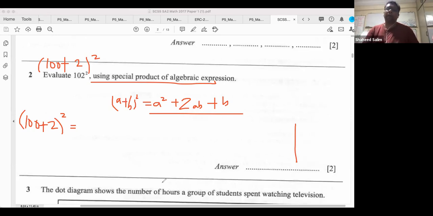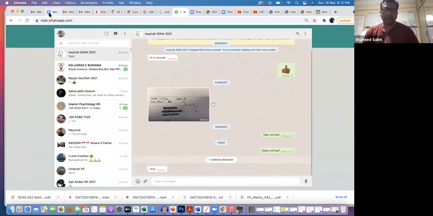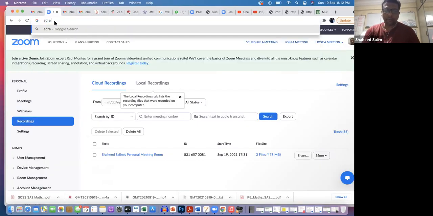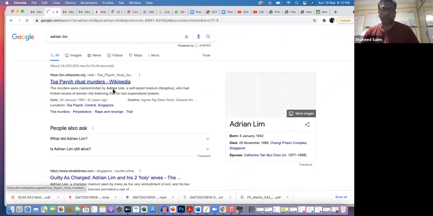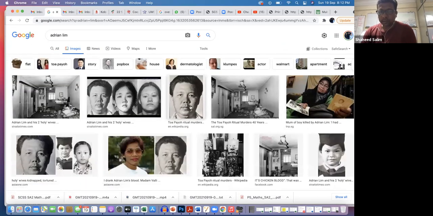Don't know? Okay, just a quick story for you. Hey, you are all Singaporeans, you must know this story. Sometimes you don't know this one. Let me see, I'll show you. Where is this guy? Not Adrian Pang. Adrian Pang is a different actor. Adrian Lim. You can see this guy. This is Adrian Lim. This is the block, the Toa Payoh ritual murders. It's in Toa Payoh. What did he do?